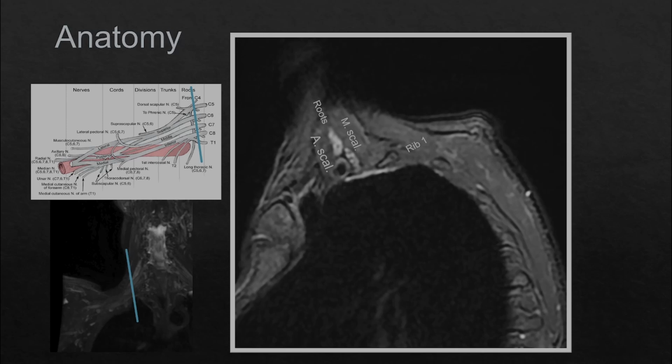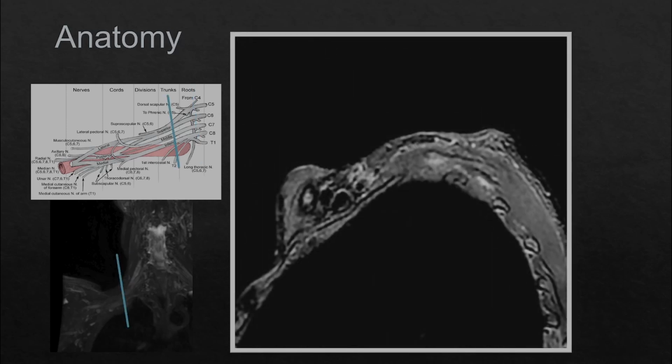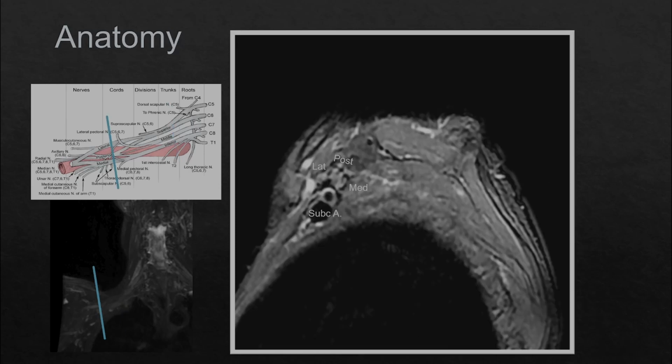If we go further lateral, we're now in the infraclavicular space, and the first rib is now elongated slightly to become the floor. And you can see that the C5 and 6 have coalesced into the upper trunk, and C8 and T1 into the lower trunk. Further distally, we see the cords in the typical position on top of the subclavian artery, with the posterior cord in the middle, and the medial cord posteriorly and lateral anteriorly.